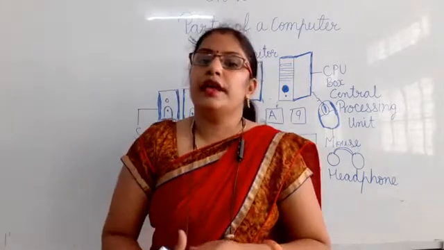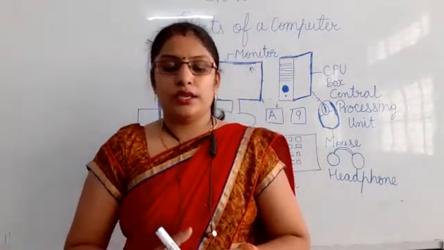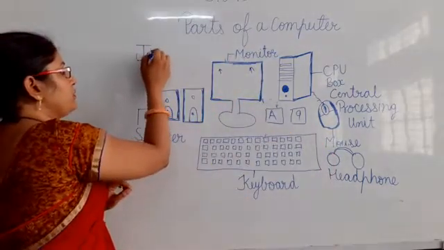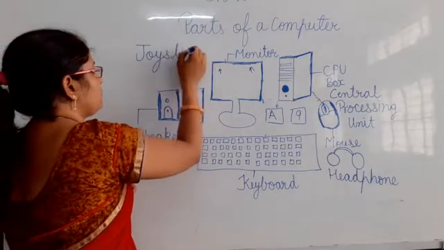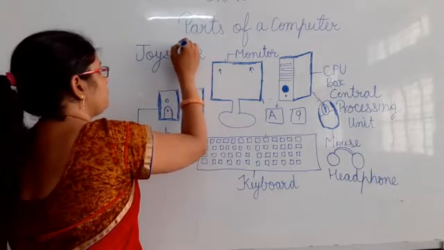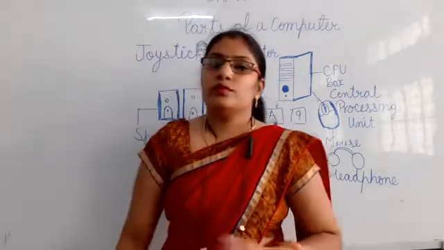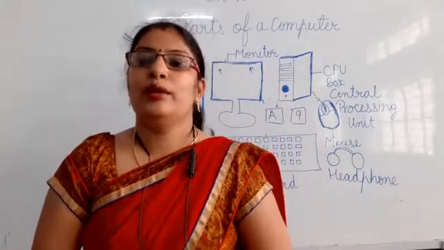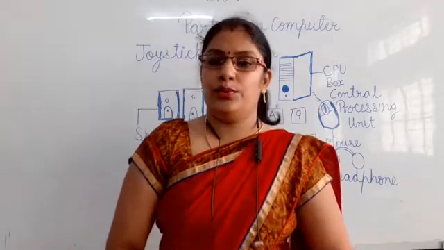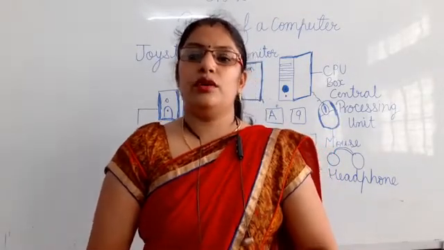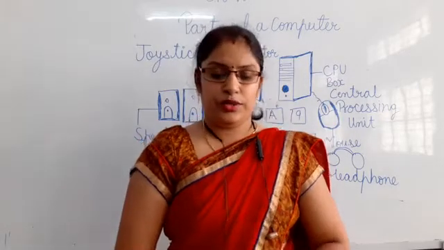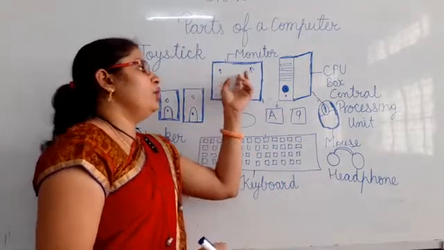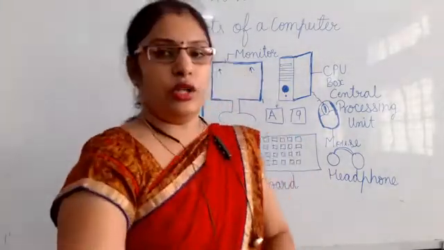Okay. Then next part is joystick. Next part of computer is joystick. What is it? It is used for playing games on a computer. Joystick is used for playing games on computer. We can control the mouse pointer or this arrow from joystick also.